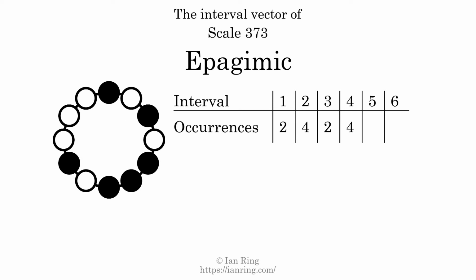There are 4 intervals with a size of 4 semitones. They are here, here, here, and here. There is 1 interval with a size of 5 semitones. It is here. There are 2 intervals with a size of 6 semitones. They are here and here. Each interval does not appear in this scale a unique number of times, so this is not a deep scale.